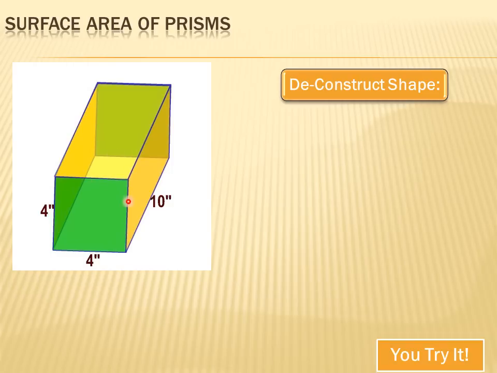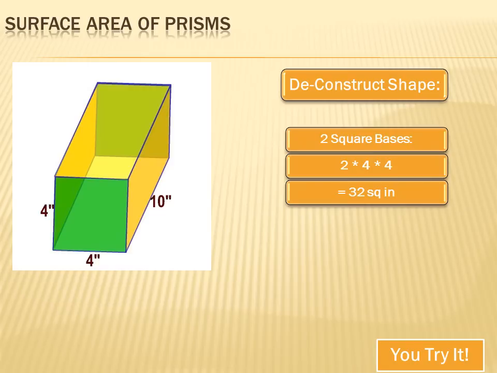Now again, I could call that the base and that the other base. It doesn't matter as long as I'm consistent. But it's going to be nice and easy if we've got a square base. It's 4 inches by 4 inches, and there's 2 of them. So the total area of those 2 bases is 2 times the area of each, 4 by 4, or a total of 32 square inches.